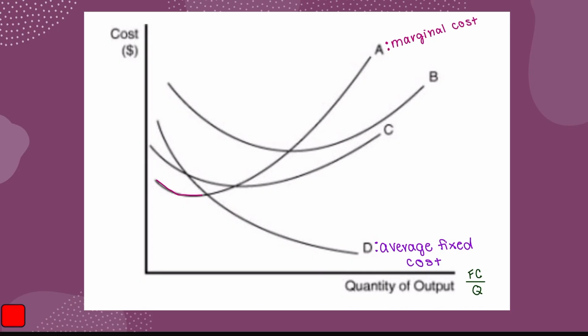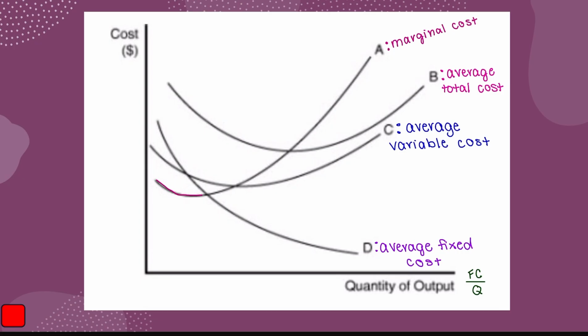If we look at curve B, is our average total cost, and curve C is our average variable cost. Our average total cost is defined as the sum of our average variable costs and our average fixed costs.